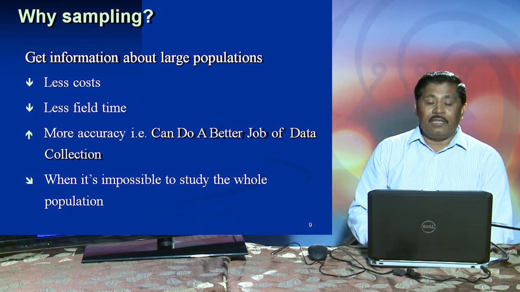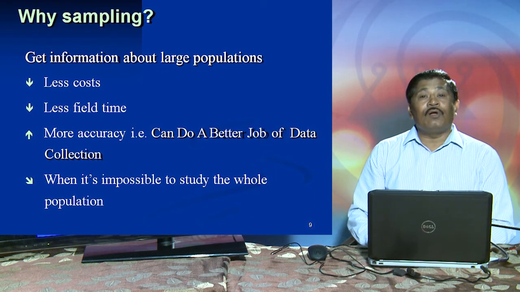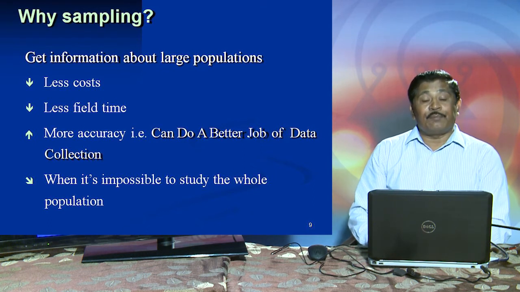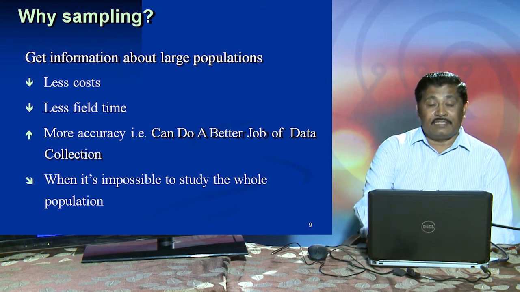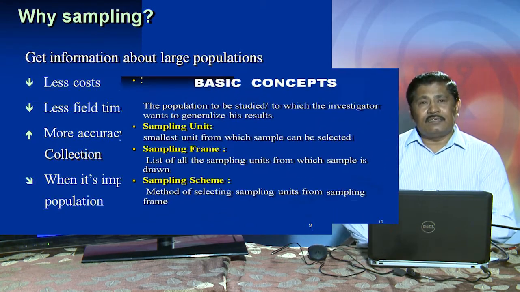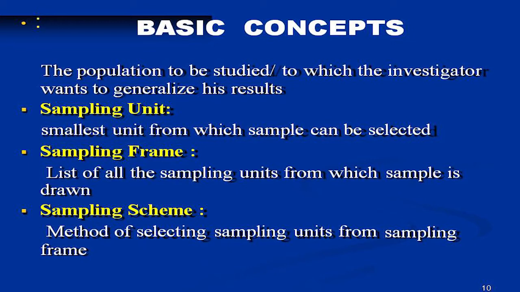And when it is impossible to study the whole population, in that case there is no alternative other than going for a sample. So, you have to think of a sample rather than going for the population. Then, some basic concepts that we have to learn in sampling. So, what is the first concept?